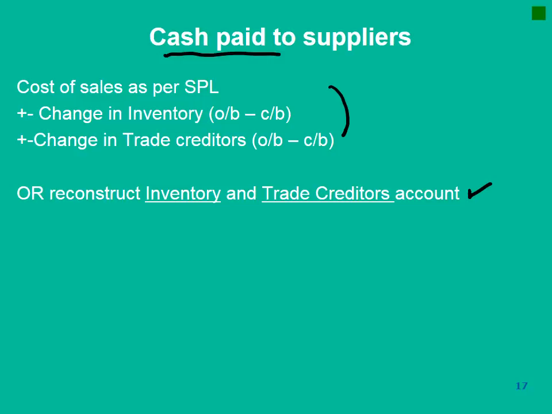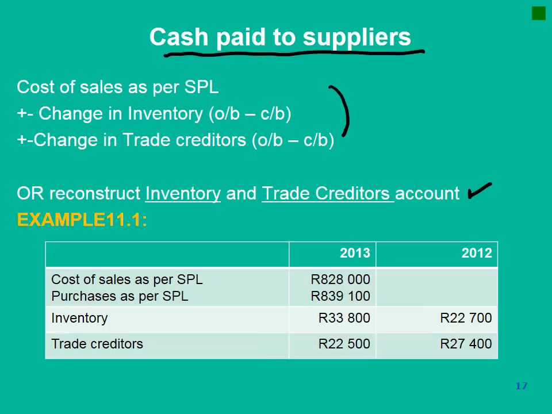So again, from example 11.1, they've given us certain information. They've told us the cost of sales. They've told us the purchases. We can also, from the statement of financial position, get the opening and closing inventory and the opening and closing amounts for creditors. Remember, 2012 will be the opening amounts, 2013 is the closing amounts.